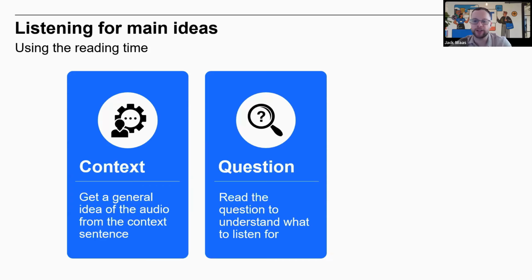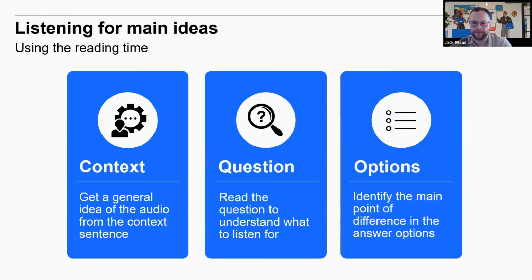Our advice is not to go to the options first. Instead, spend time reading the context sentence and thinking about what you might hear. Then read the question to understand what you should listen for. Then finally, read the options. But when you do so, identify the points of difference that separate one option from the other. So first get a general idea, then read the questions to understand what to listen for, then read the answer options and identify the main points of difference between them.